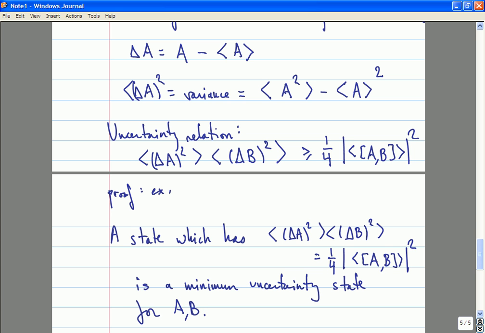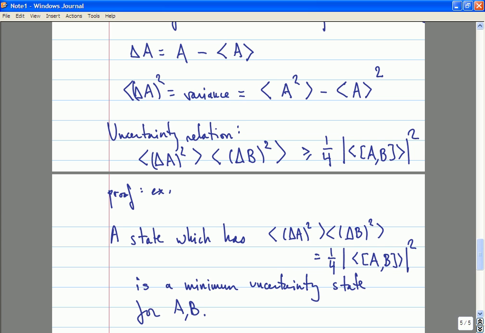So now, if A and B commute, then what are the minimum uncertainty states? This is a puzzle. Okay. Anyone awake? What are the minimum uncertainty states if A and B commute? The minimum uncertainty states if A and B commute are just the simultaneous eigenstates.